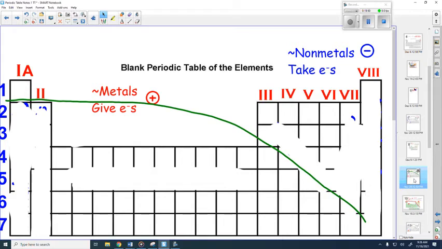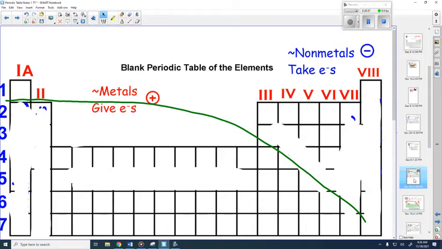Before you even walked into this room today, you probably could have visually told me whether something was a metal or a nonmetal lots of times. Like, oh, it's kind of shiny. Okay, I guess it's a metal. Generally speaking, from what I know about metals, they're kind of shiny. Not all of them, but, you know, most of them.